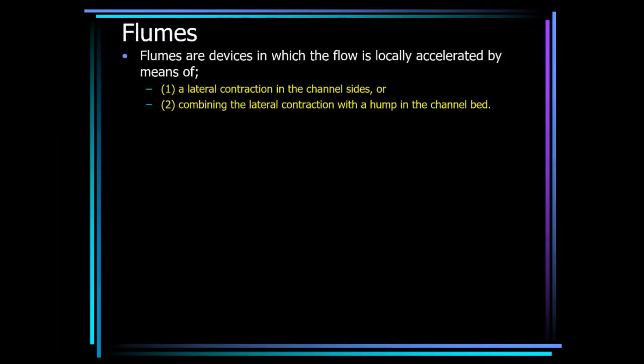Now we have another hydraulic structure called flumes, which we are also going to use in the lab. They are devices in which the flow is locally accelerated, meaning you increase the velocity, because acceleration is the change in velocity over time. The flow is locally accelerated by means of a lateral contraction in the channel sides, or by combining the lateral contraction with a hump in the channel.